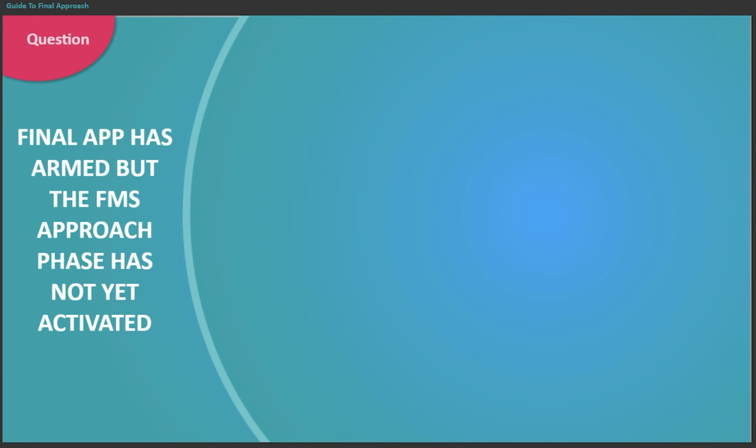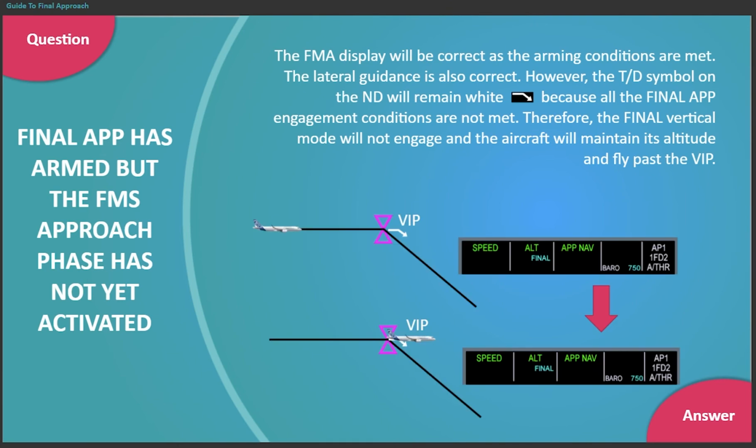Final APP has armed, but the FMS approach phase has not yet activated. The FMA display will be correct, as the arming conditions are met. The lateral guidance is also correct. However, the top of descent symbol on the ND will remain white, because all the final APP engagement conditions are not met. Therefore, the final vertical mode will not engage and the aircraft will maintain its altitude and fly past the VIP.